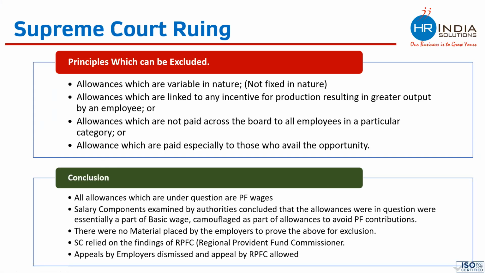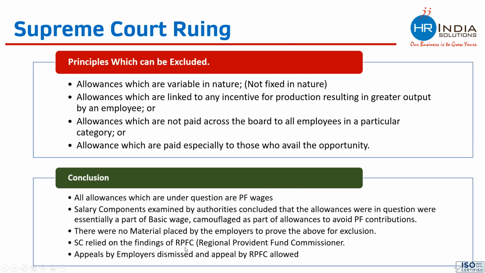So anything that you get fixed every month is known as your salary, right? Anything which is not fixed, which you are not paid every month, is known as variable pay. Anything which you get fixed every month is known as the fixed salary of the employee, also the basic wage or base pay of an employee. So the employers were unable to prove that the allowances which were excluded from PF contribution were variable in nature.